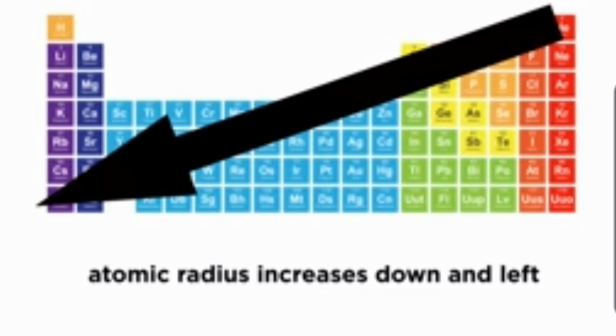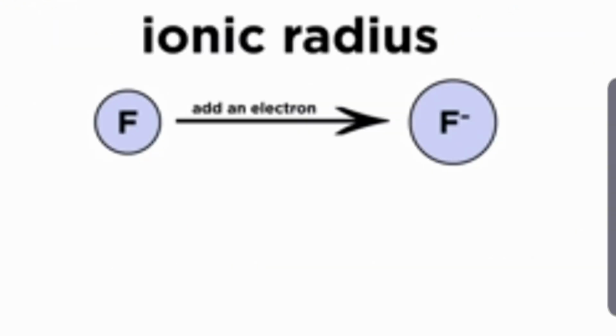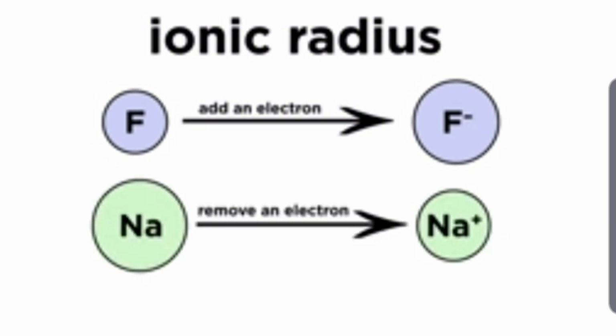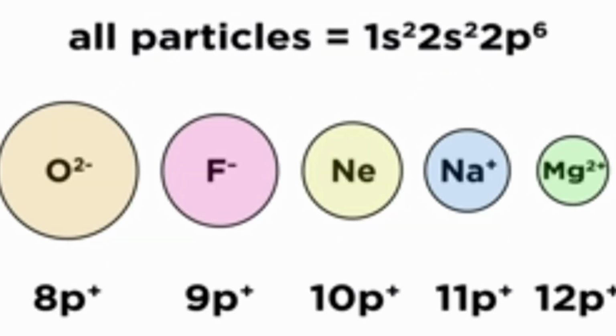Ionic radius is a little different. Electrons repel each other, so adding an electron makes an atom bigger. Taking one away makes it smaller. Ions with the same electron configuration will have their radius decrease as the atomic number increases.